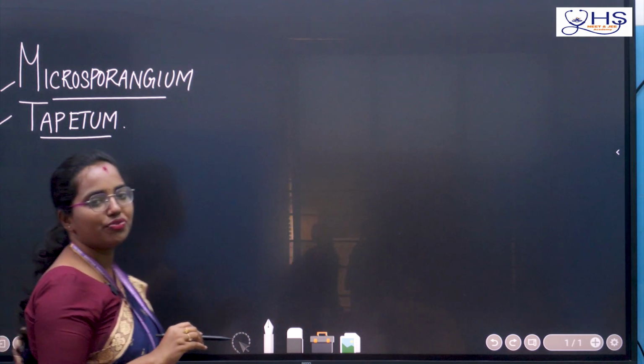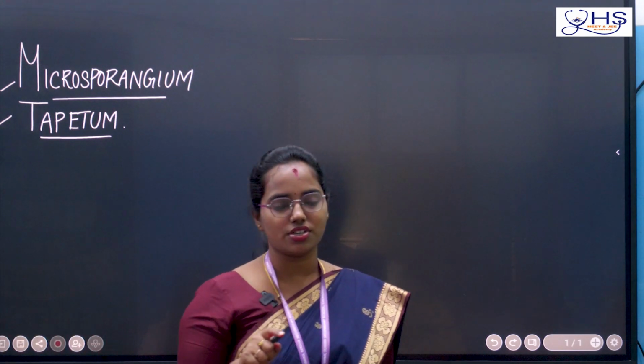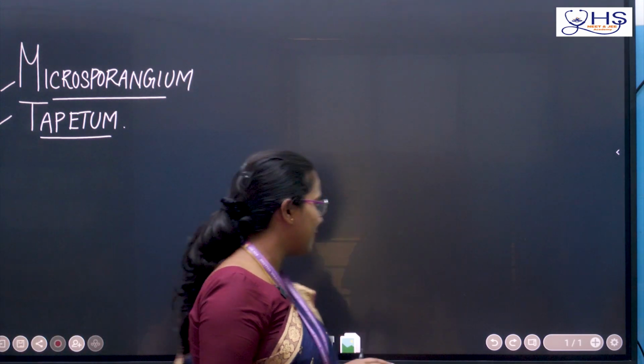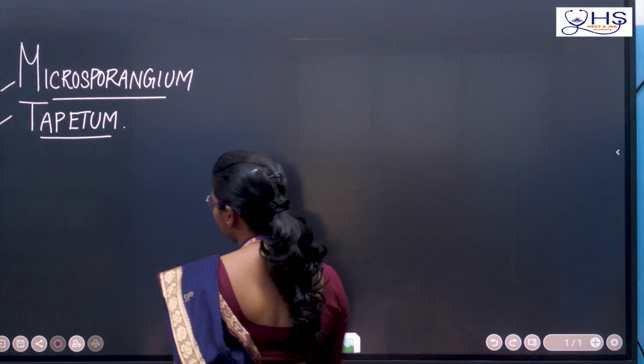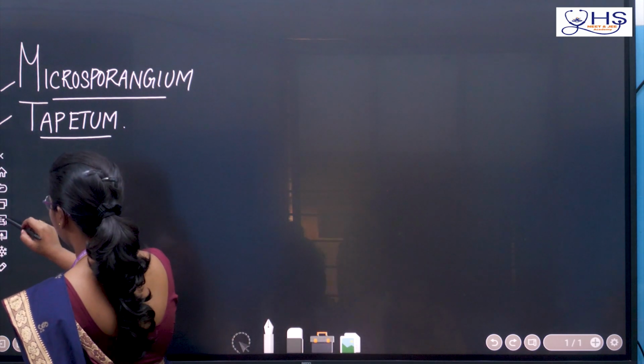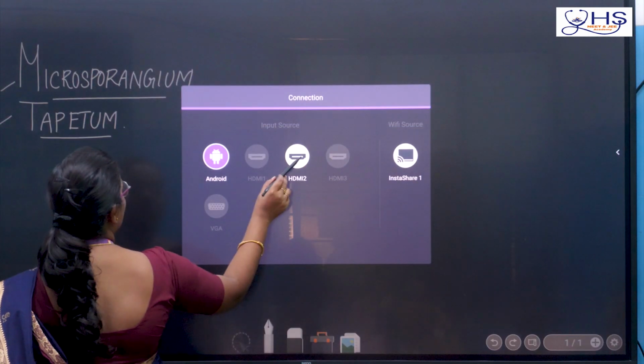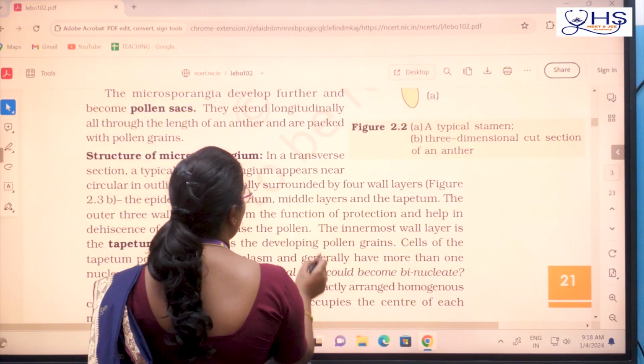This is the objective of the video: microsporangium structure and functions of tapetum. First we'll start with microsporangium. Before that we'll read some lines given in NCERT. We'll complete the NCERT and then we'll come back to our own notes.